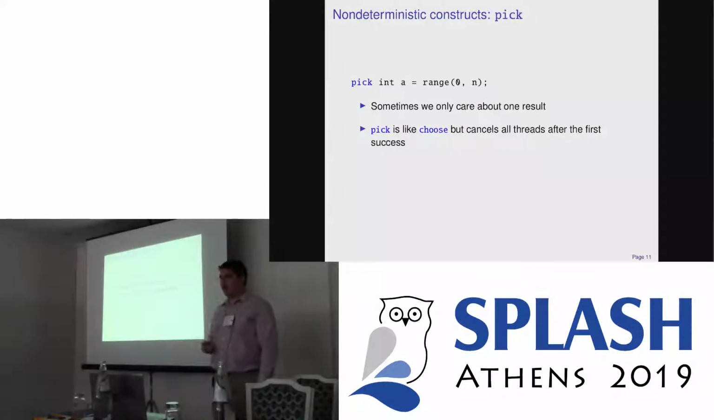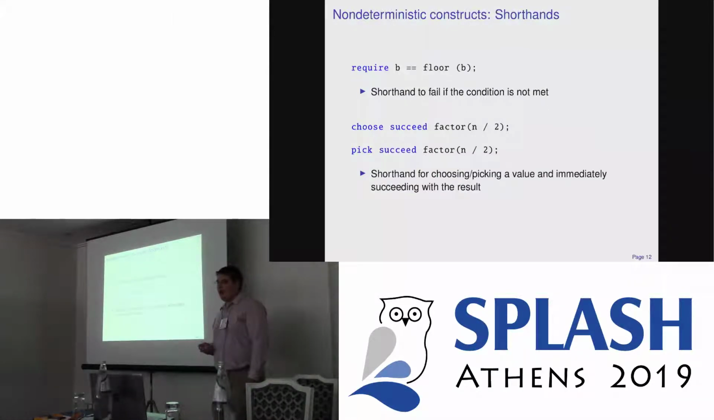A slight variation on choose is pick. This is when we really only care about one result of this other search function, or when any result is essentially equivalent. So pick basically works like choose, but cancels all the other threads that are still executing when we have one successful result. And this is quite similar actually to a cut in Prolog. It's a very similar concept. And then finally, there's a couple of shorthands we have. Require just means fail if the condition is not met, otherwise continue. And choose succeed and pick succeed are shorthands for picking or choosing a value and immediately succeeding with it.